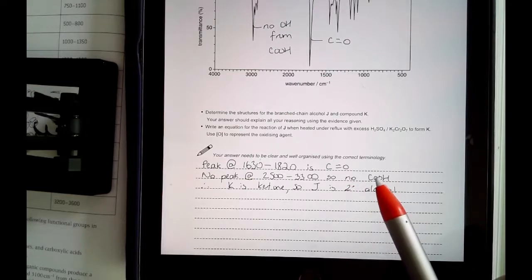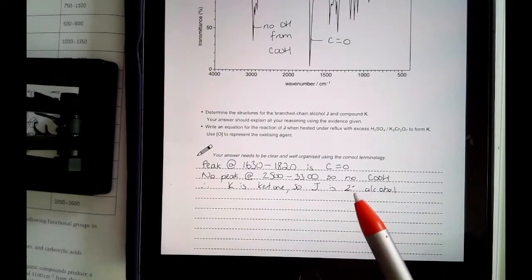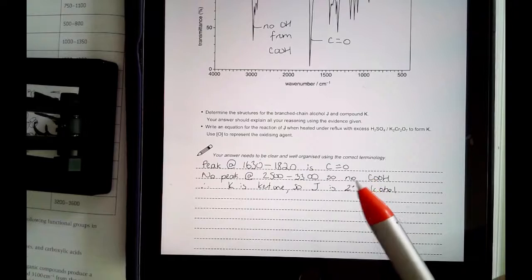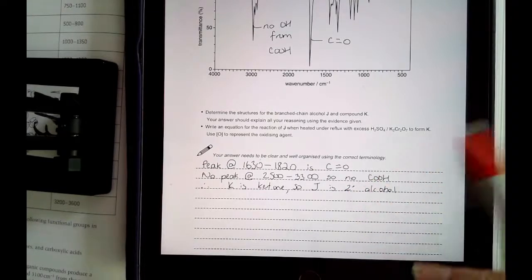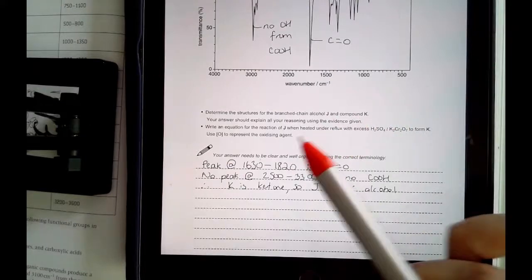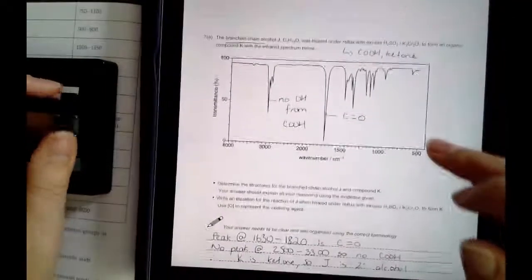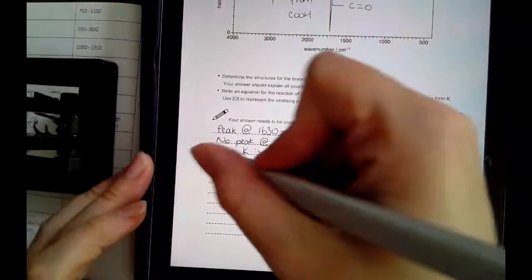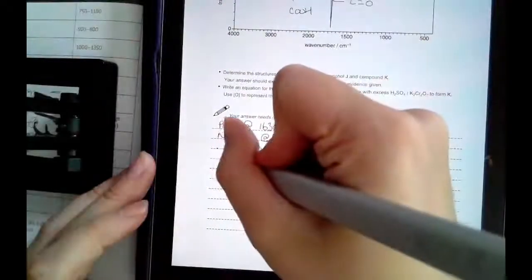If I know that I'm forming a ketone as my oxidized product, then I know that J, my alcohol, must have been a secondary alcohol, because you oxidize a secondary alcohol to form a ketone. So I know that J is a secondary alcohol, okay? It then wants you to determine the structure of J. They tell you that the molecular formula is C5H12O, so I know it's C5.